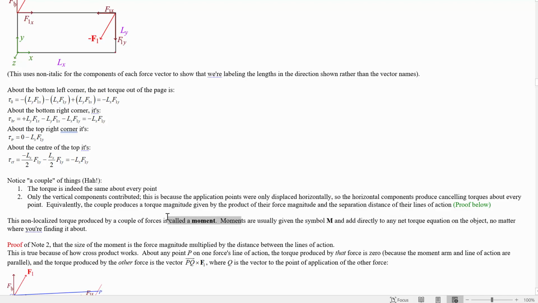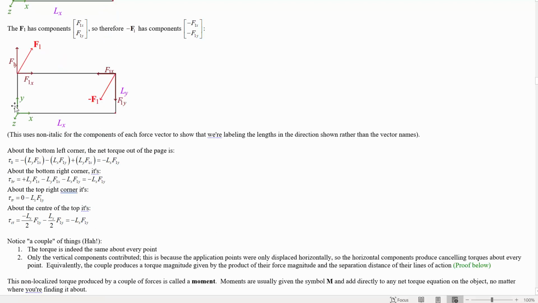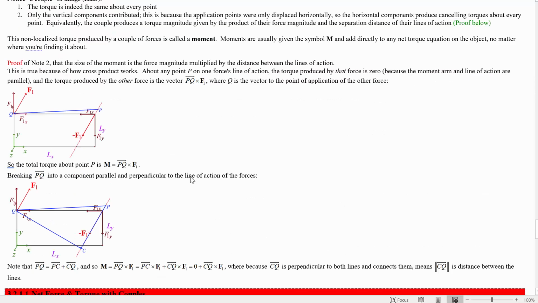Yeah, so this kind of non-localized torque is called a moment. If you hear somebody talking about a moment, it means a pure torque that's the same torque about any point on an object or any point in space. It's always created by couples of forces because of this property. So really, moments are applied by couples of forces.